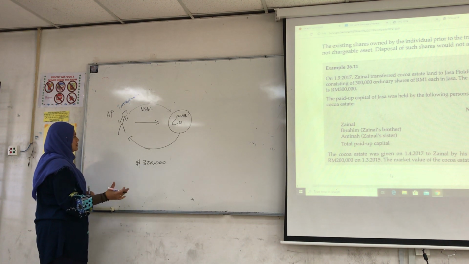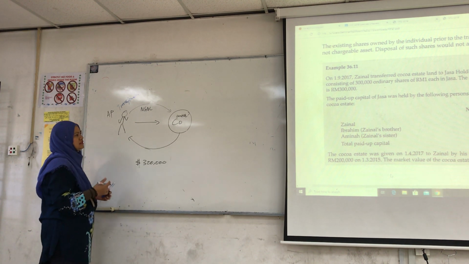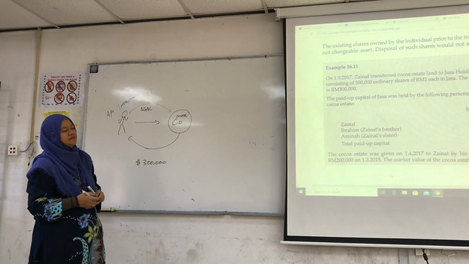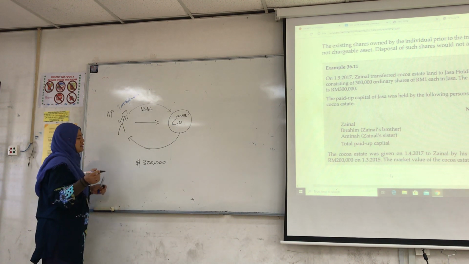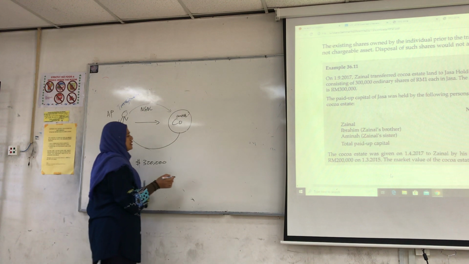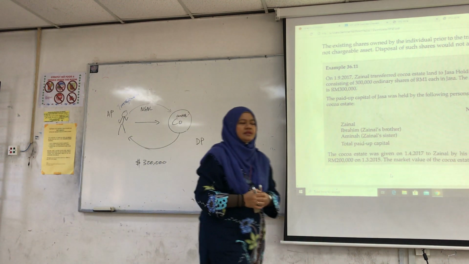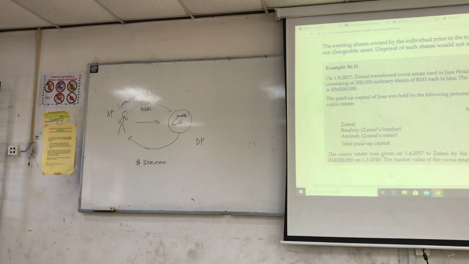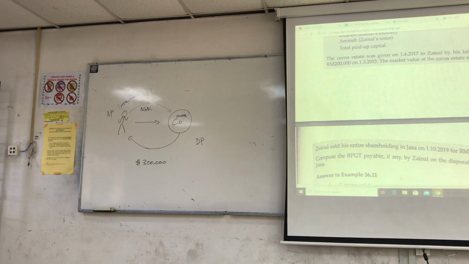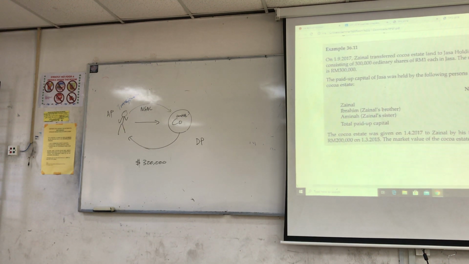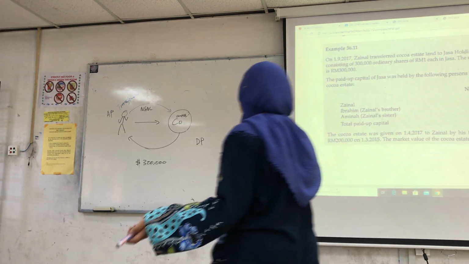What about the shares? The shares were later disposed of, right? How much is the disposal price of the shares? You sell all your shares, isn't it? Zainal sold his entire shareholding in Jasa on 1st October 2019 for 700,000. How many shares owned by Zainal at the end?